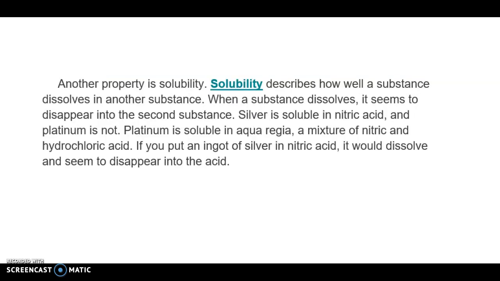Another property is solubility. Solubility describes how well a substance dissolves in another substance. When a substance dissolves, it seems to disappear into that second substance. Silver is soluble in nitric acid, and platinum is not. Platinum is soluble in aqua regia, a mixture of nitric and hydrochloric acid. If you put an ingot of silver in nitric acid, it would dissolve and seem to disappear in the acid.